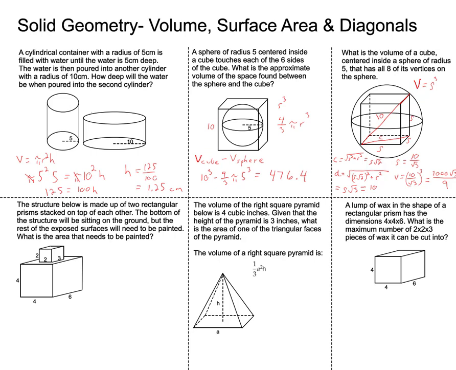So we have the front face and the back face, so that can be given by 2 times 2 times 2. We're going to add that to the left and right faces, which is given by 2 times 3 times 2. And then we just have the top face, and that is given by 3 times 2.